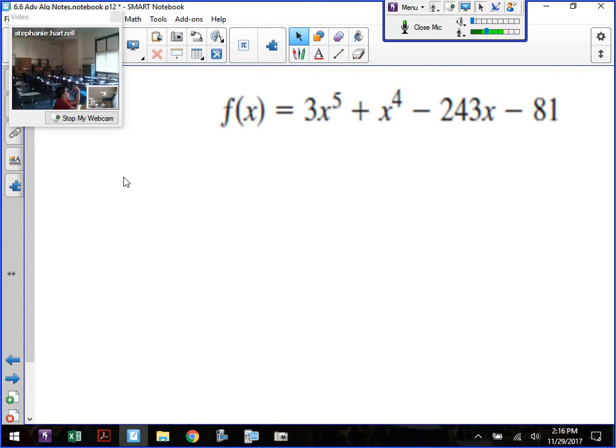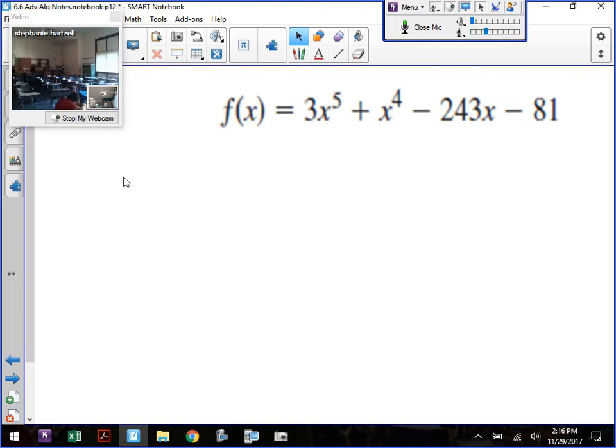I want you guys to get in the habit of, whenever it says find all your zeros or find the real zeros, to always start the problems the same way. If it says find all the real zeros, it means you're going to find all the answers that don't have imaginaries. If it says find all the answers, you're going to find including the imaginaries. In this case, I'm going to treat it as find all real zeros.